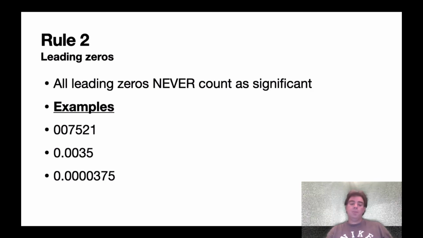In the third example, we have 0.0000375. Again, the beginning zeros, the leading zeros do not count, and only the 3, the 7, and the 5 count because of rule number 1. So therefore we say that the third example has 3 significant figures.